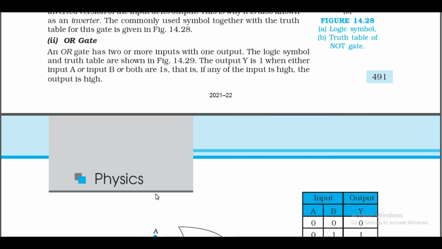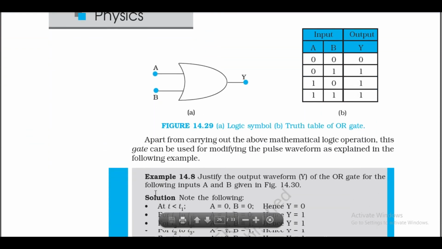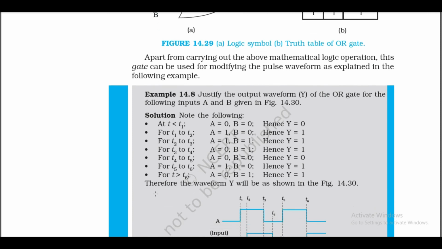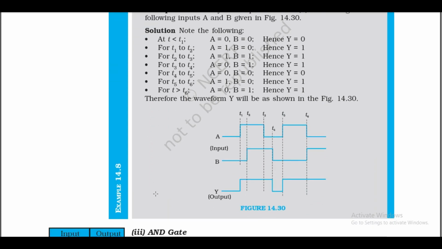Second, OR gate. An OR gate has 2 or more inputs with one output. The logic symbol and the truth table are shown in figure 14.29. The output Y is 1 when either input A or input B or both are 1. That is, if any of the inputs is high, the output is high. Apart from carrying out the above mathematical logic operation, this gate can be used for modifying the pulse waveform as explained in the following examples.